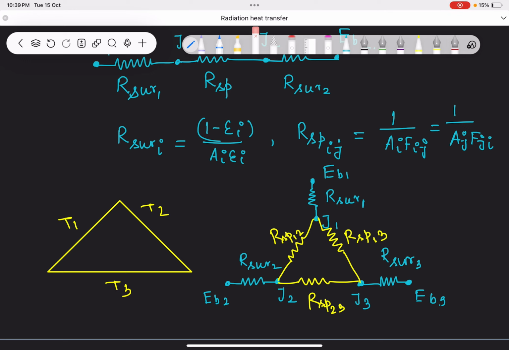From the next lecture, we will solve some problems, which will show you the applications of these 2 theories. One is the simultaneous equation theory, another is the radiation network theory.